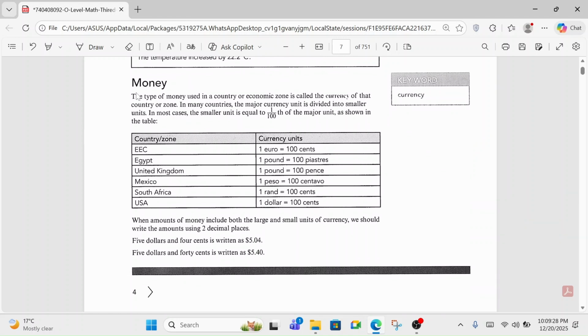Now we will talk about money. I don't know if this is important. This will be important later on. So I'll just save this for a later chapter.